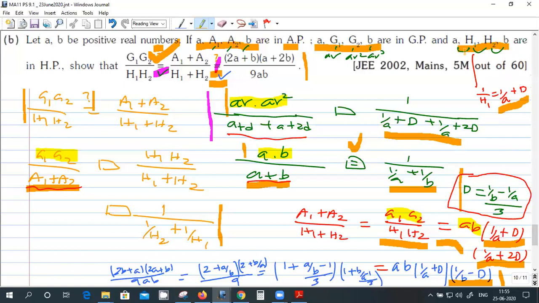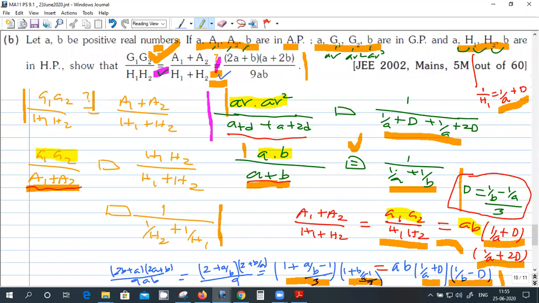Yes or no? Yes, sir. I can write 1 by H2 in two ways: as 1 by A plus 2D, or as 1 by B minus D. I've written it as 1 by B minus D. Now I'll take A inside this one and B inside this one. So this will become 1 plus capital D times A, where D is 1 by B minus 1 by A divided by 3, so this will become 1 minus... Similarly, in the next one I take B inside, so it will become 1 and then A by B minus 1, because minus D is 1 by A minus 1 by B. Okay, so now it will simplify.